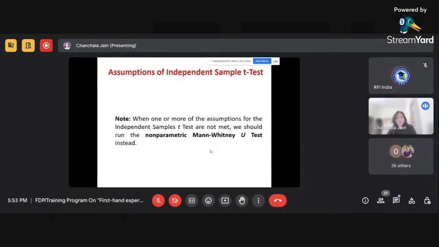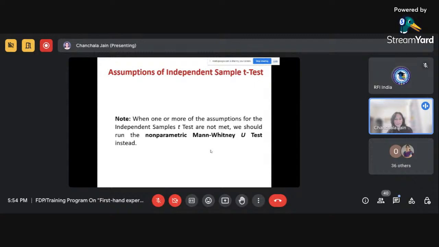Now, usually this is known when assumptions are not met by our data for the independent sample t-test. So the suggestion is we generally do not apply the parametric test, and we move to the non-parametric test category. For the independent sample t-test, the non-parametric test under this category is named the Mann-Whitney U test, right? So instead of applying the independent sample t-test, we should go for the Mann-Whitney U test.